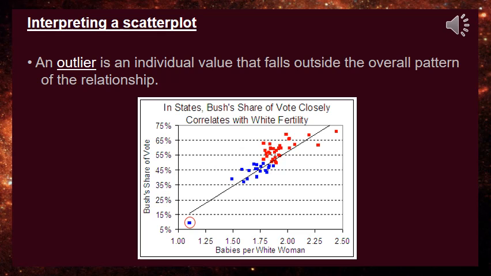But there is one data point on the upper left that is apart from the group of points. This is probably Washington, D.C., where there is a very low fertility rate and people tend to vote Democrat a lot. You see this point is apart, but it follows the trend. It follows the line. We call it a regression line. We'll learn that later. It's not outside of the trend. So this point here is not an outlier.